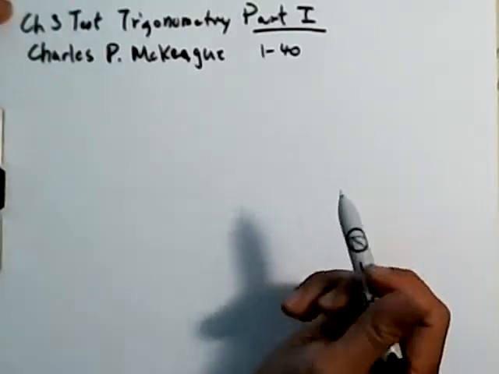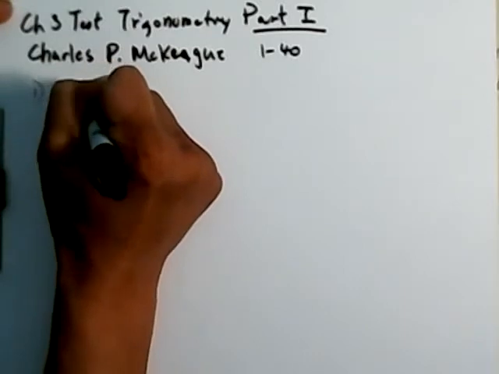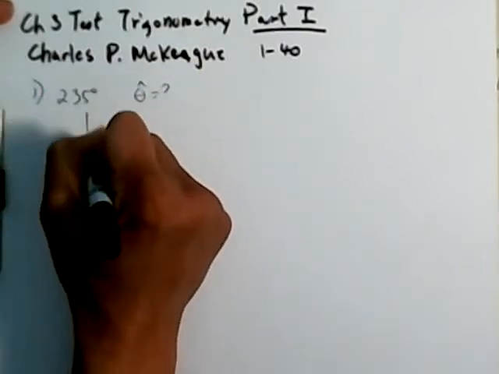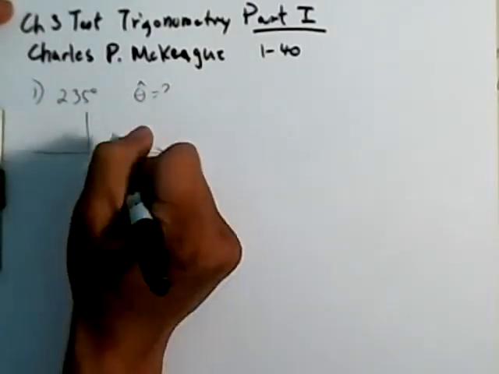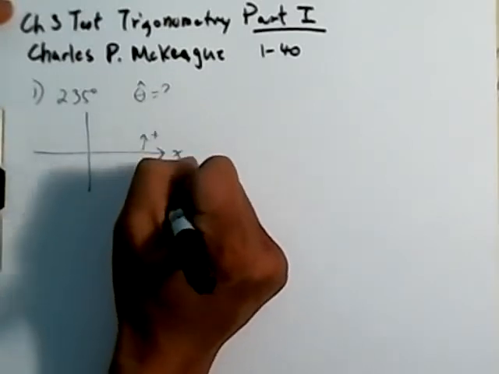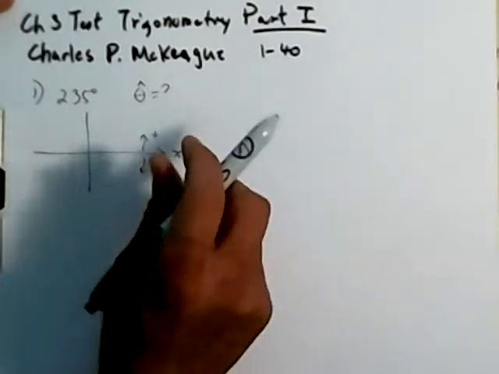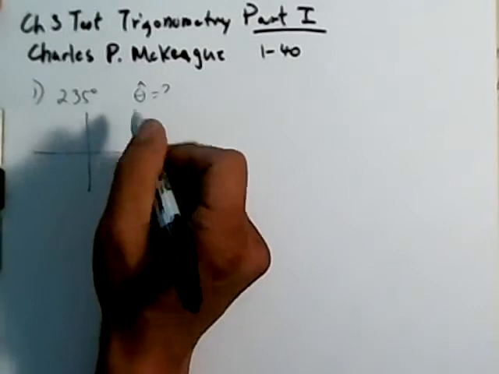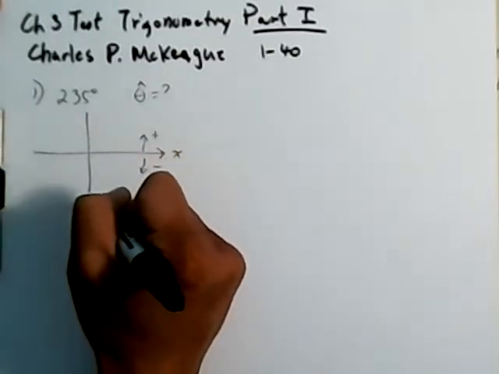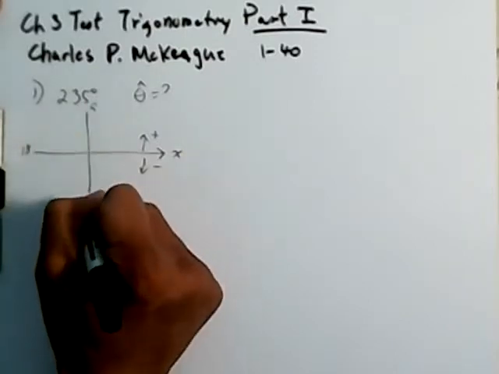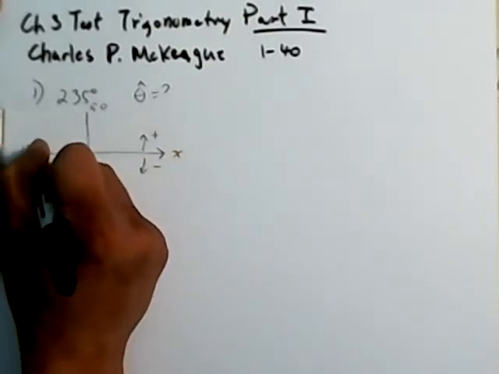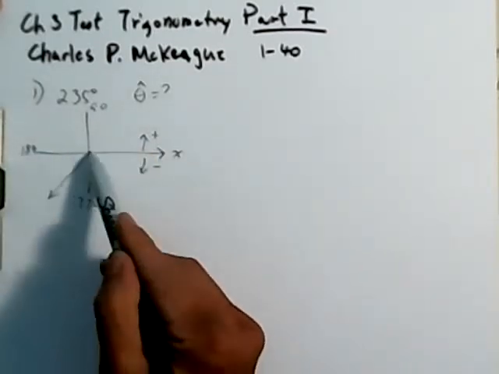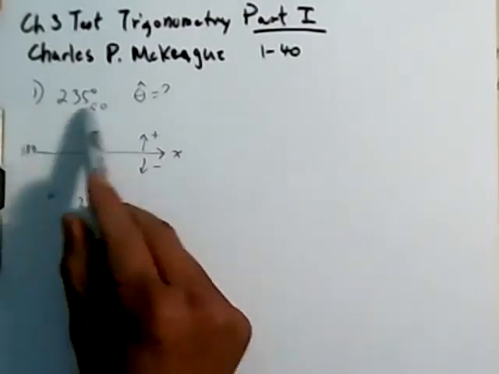Number 1, draw 235 degrees and name that reference angle. So theta equals what? Okay, so starting off, this is the x-axis right over here. Going this way is positive, up. Going down is negative. So 90 degrees, 180 degrees, 270 degrees. It's definitely going to be in the third quadrant, radiating out from the origin. That's how you draw it.